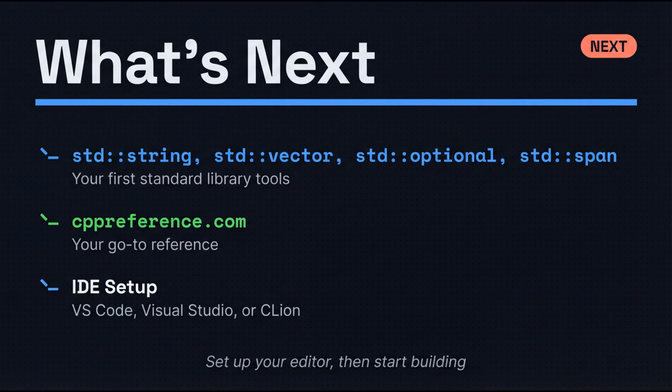Second, bookmark cppreference.com. It's the authoritative, free, community-maintained reference for every standard library type and function. Third, set up your editor. VS Code with the C++ extension is the free cross-platform recommendation. Visual Studio Community for Windows, CLion for a premium experience. Set up your editor tonight. Write one program, break it, fix it.